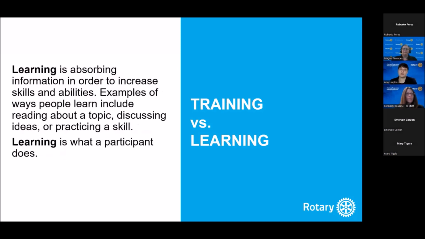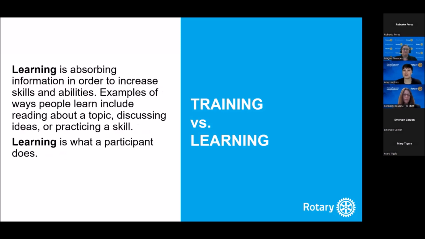The difference between training and learning is absorbing that information in order to increase the skills and abilities you currently have. This is reading about a topic you're interested in, discussing ideas with another person and building on that learning, having those small group breakouts, practicing a skill. And this is what a participant actively does. So we are moving from training to more learning.